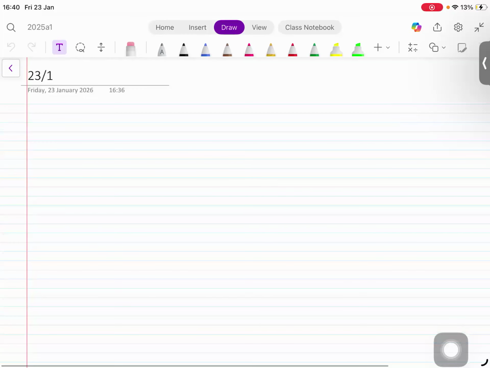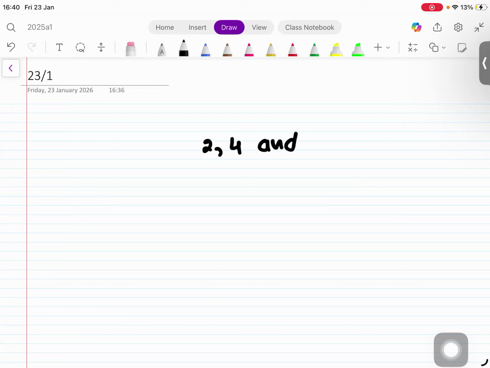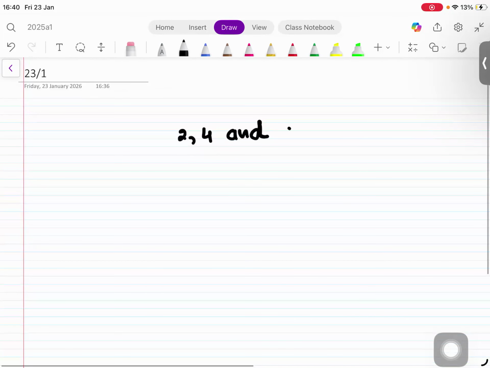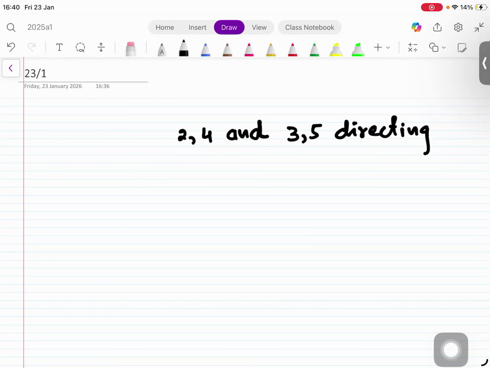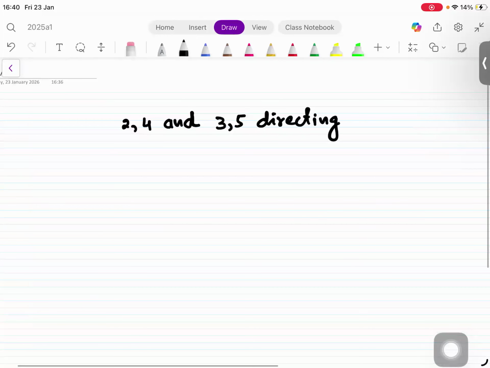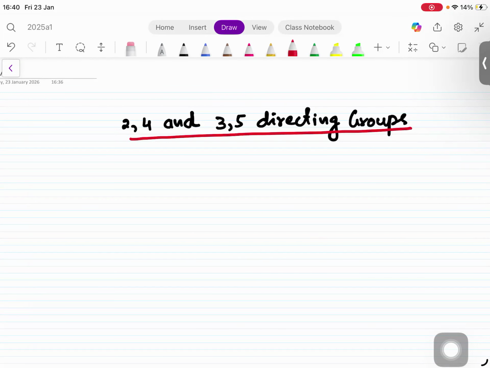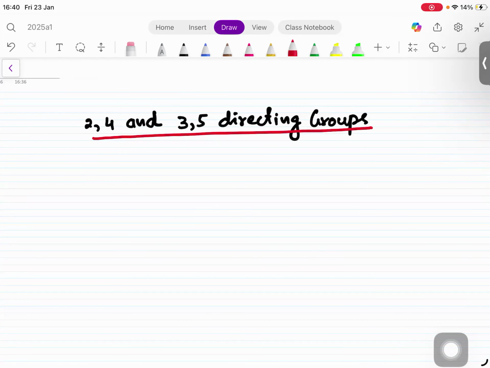आज का हमारा टॉपिक है 2,4 and 3,5 directing groups. 2,4 and 3,5 directing groups. Two, 4 and 3, 5 directing groups.